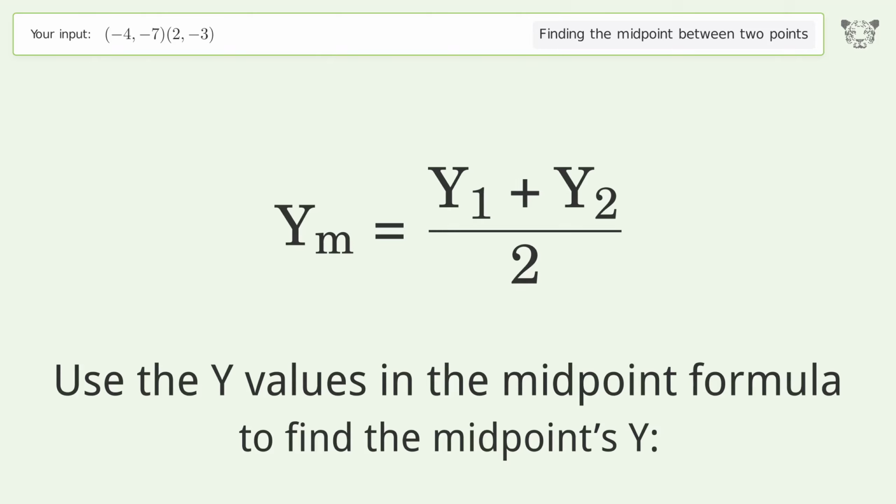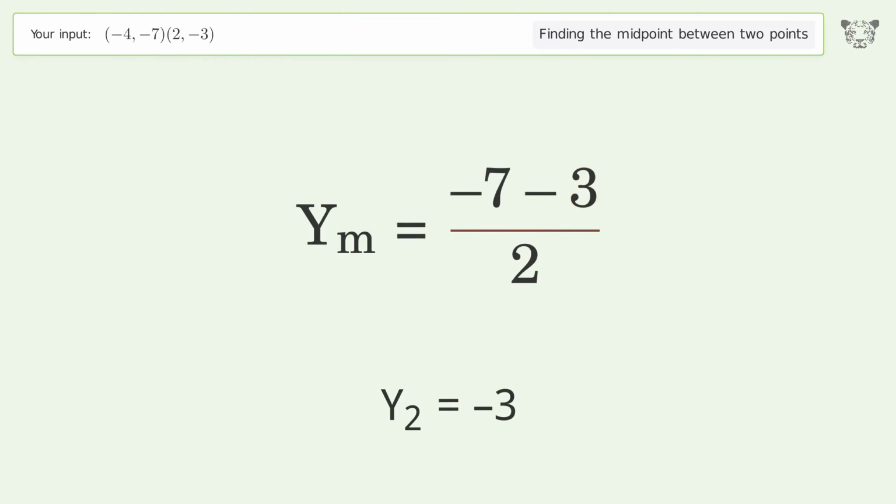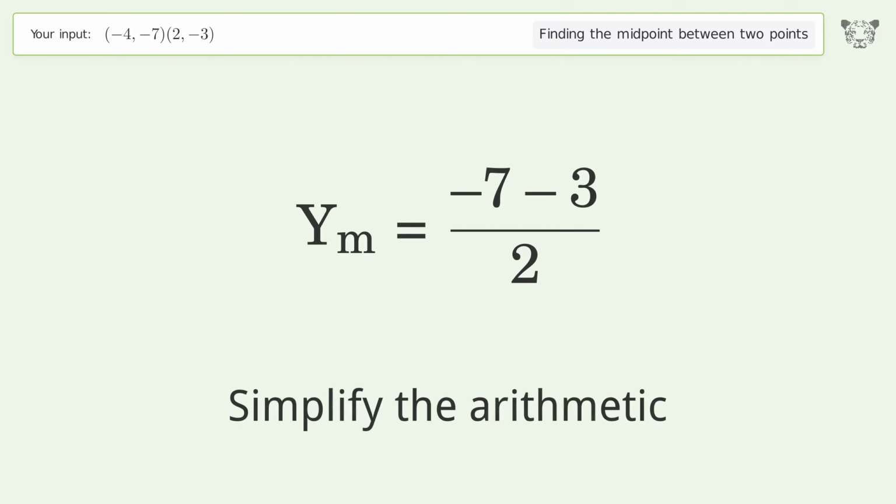Use the y values in the midpoint formula to find the midpoint's y. y1 equals -7, y2 equals -3. Simplify the arithmetic.